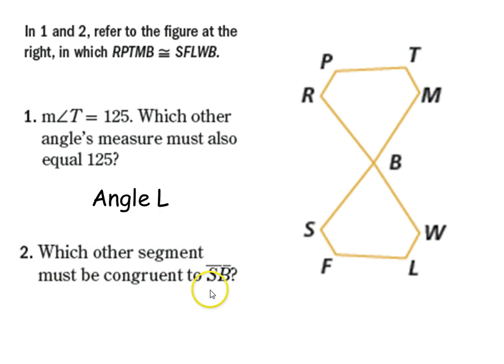Which other segment must be congruent to SB? There's a couple of them that look congruent to SB just looking at the figure. But if we go back to the congruent statement, S is the first vertex and B is the last vertex, so SB would correspond to the first and the last. So SB would correspond to RB. That must be segment RB, because they are in corresponding spots along with SB.